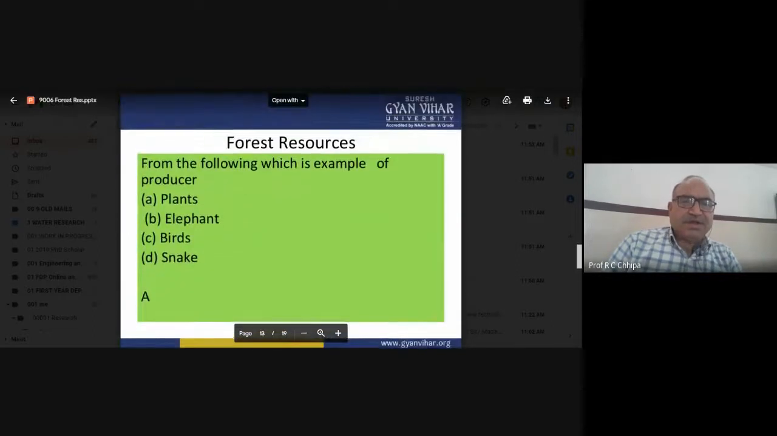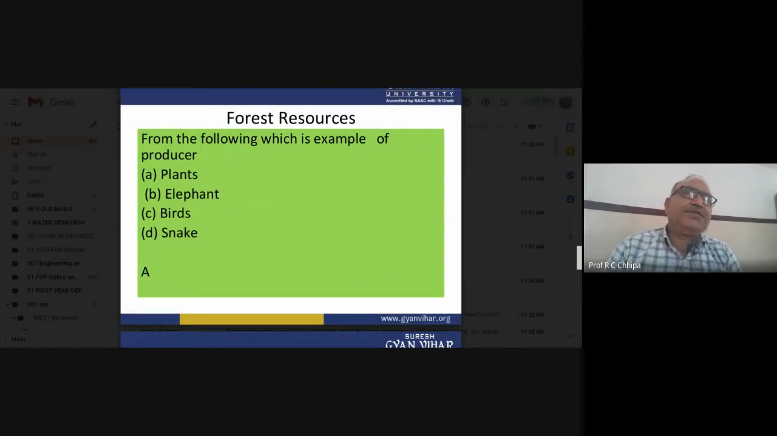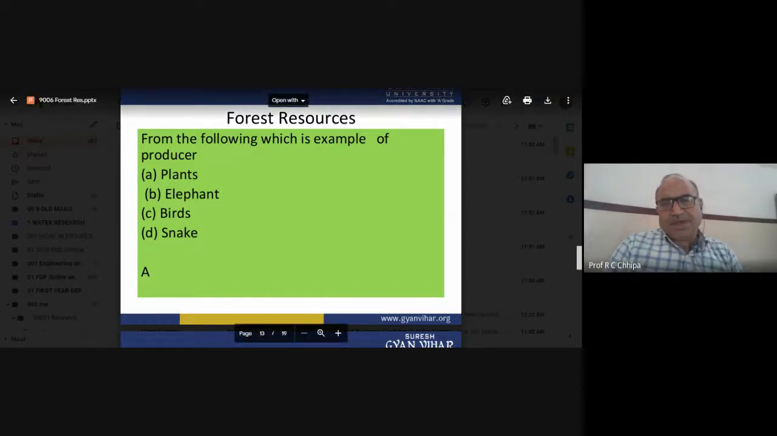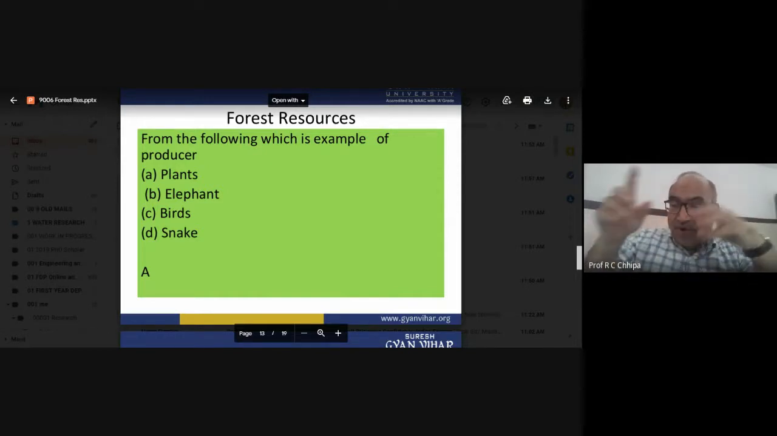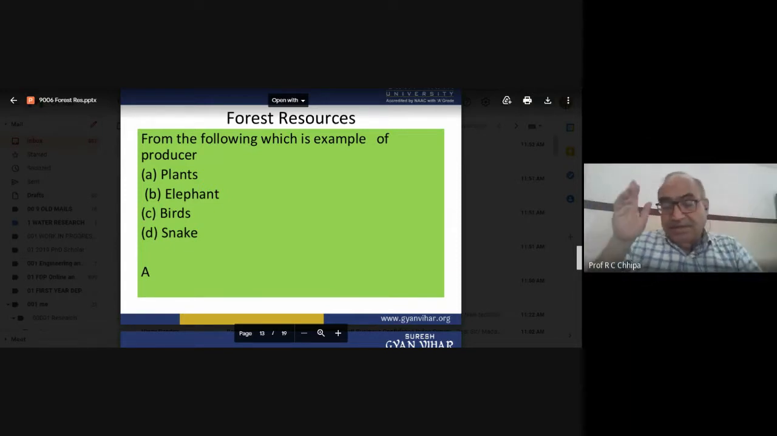Now another question: which of the following is an example of a producer? What is the meaning of producer? For example, a film producer, or in industry, industries produce different items, those are products. But here, who is the producer in the forest ecosystem? The forest ecosystem sustains the plants, the animals, and the wildlife area. The whole wildlife area is controlled by nature.